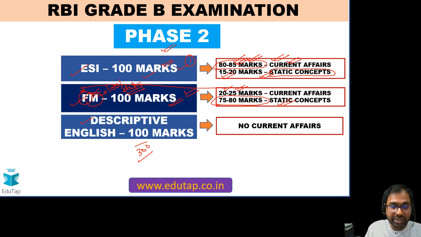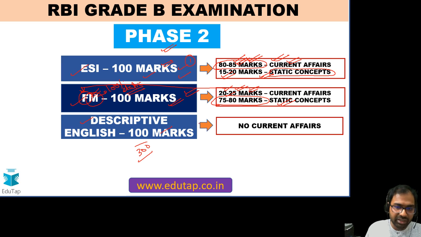So on these topics, corporate governance also, right? So on these topics, 20 to 25 marks worth of questions were asked in the year of 2018. So you can see that when it comes to ESI, 85% of the paper is based on current affairs, but when it comes to finance and management, 20 to 25% of the paper is based on current affairs.